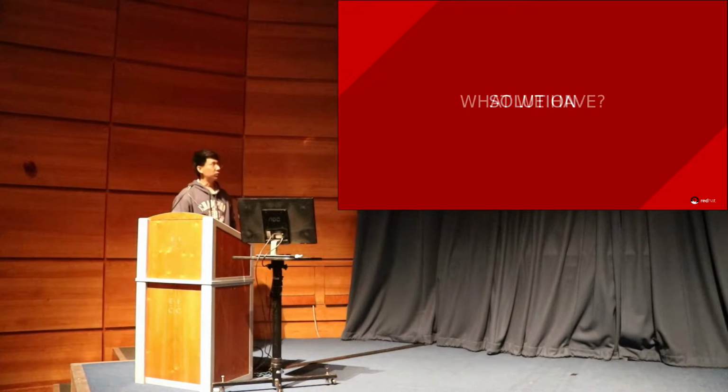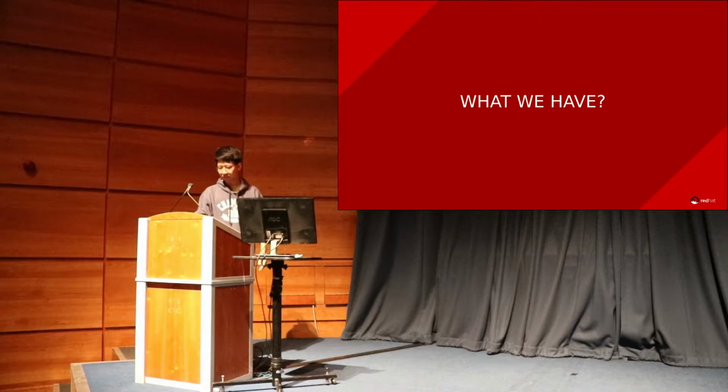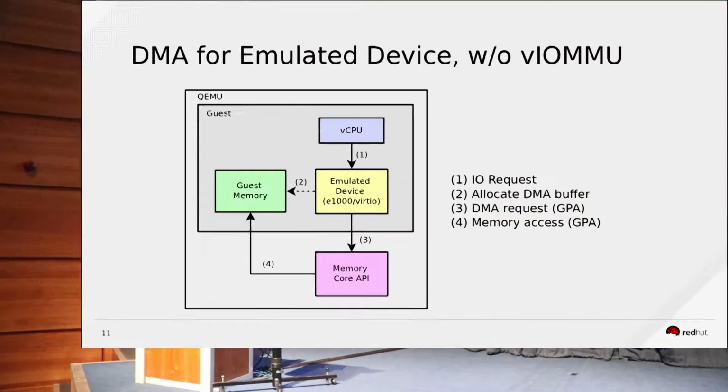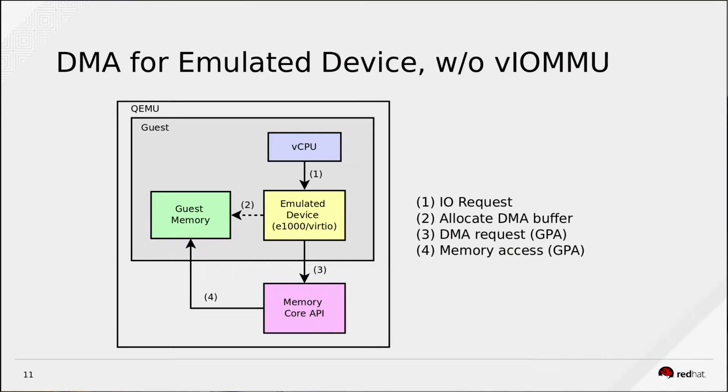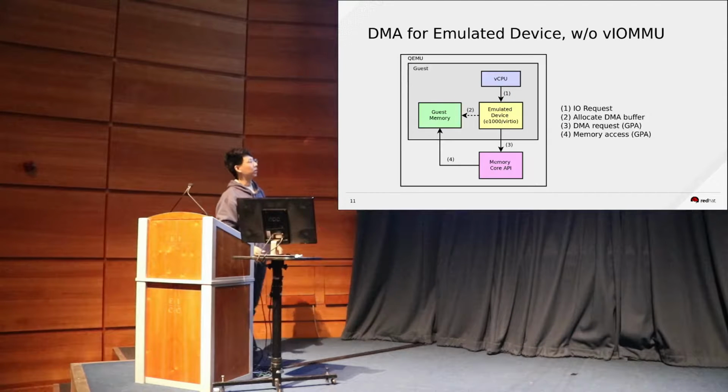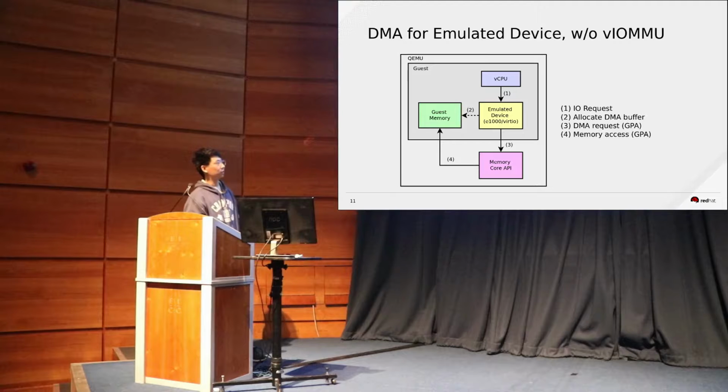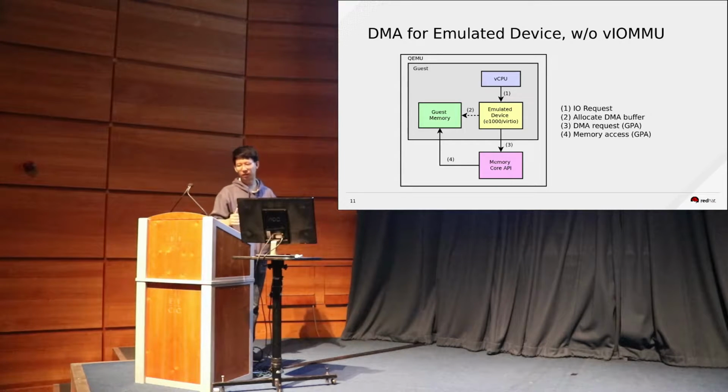So what if we want to do this? How? We can have a look at what we have already. So this is the DMA framework. It's very simple, actually, not really a framework. When the emulated devices do DMAs, it's quite simple, basically 2 steps.